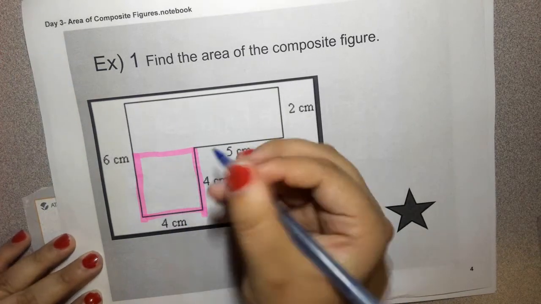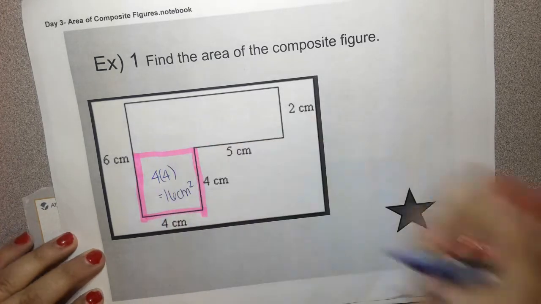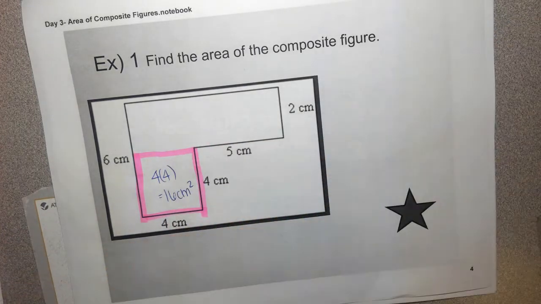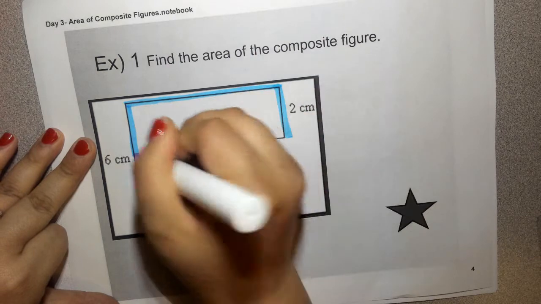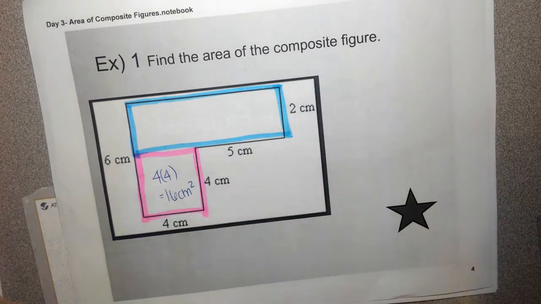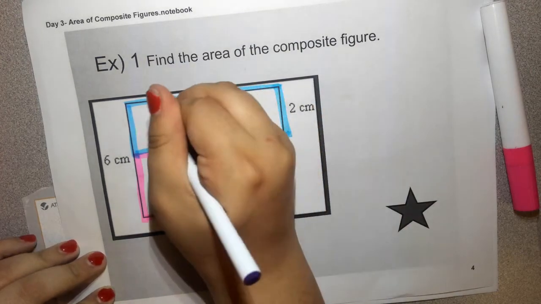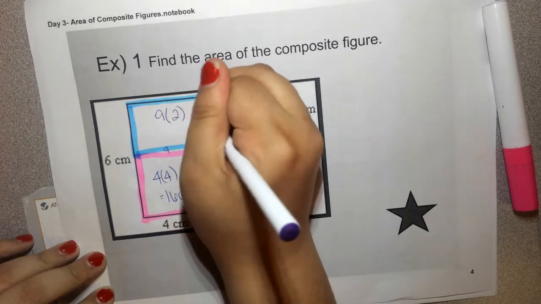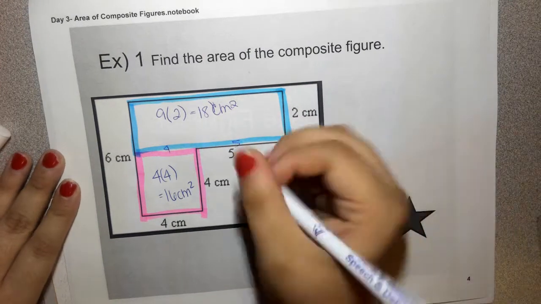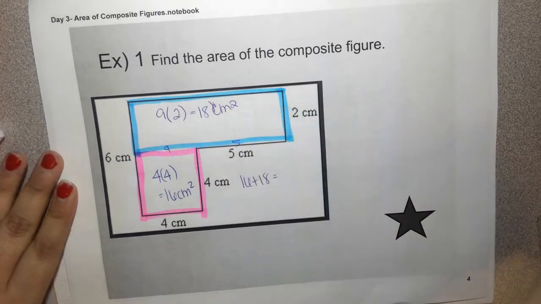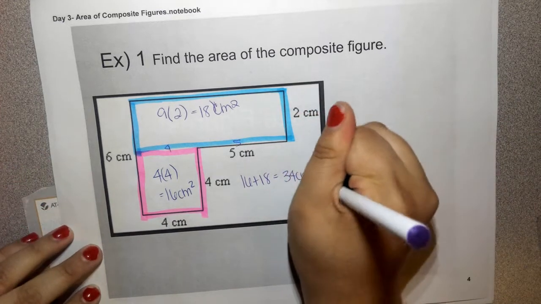And the area of this would be base times height. So it's actually a square. 4 times 4. This is 16 centimeters squared. And then I have my other rectangle. And this base is 4 right there and 5, so that's 9. And my height is 2, so that gives me 18 centimeters squared. What do I do with those? Well, I add them together. 16 plus 18 is 34 centimeters squared.